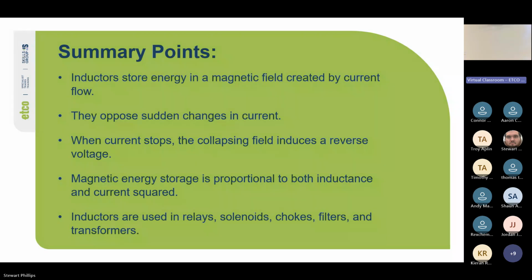So it has an exponentially proportional effect on the amount of stored energy.